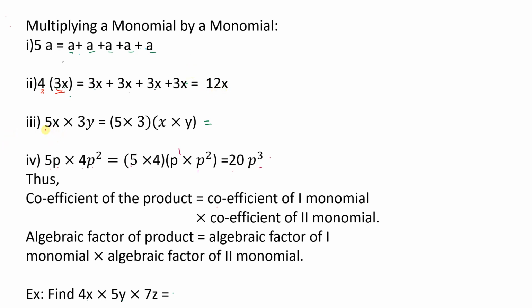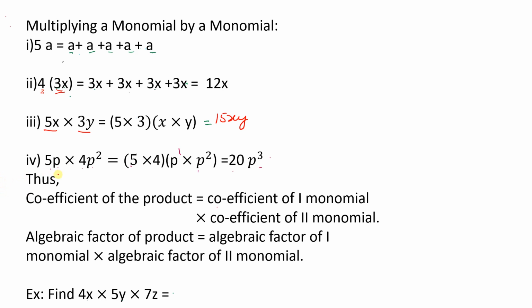Now let's multiply 5x and 3y. While multiplying, we have learned that we have to multiply the coefficients of the monomials. 5 is the coefficient of 5x, and 3 is the coefficient of 3y. So find the product of 5 into 3, into the product of the variables. 5 threes are 15xy.